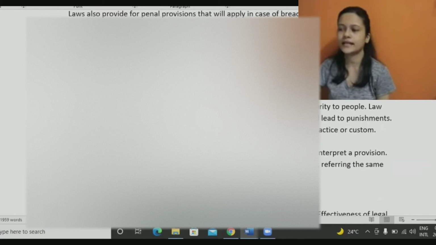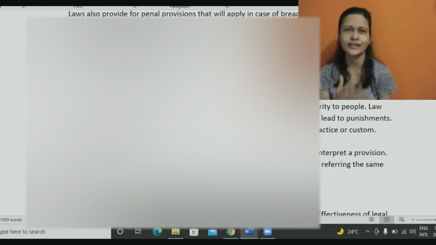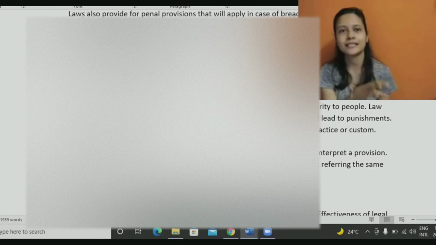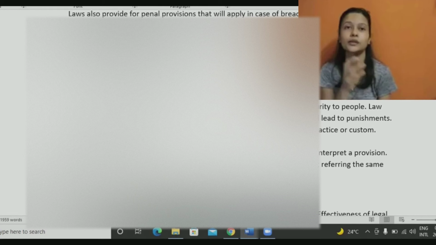Plus, it will also provide for a dispute settlement mechanism. It's not enough that the law simply says, okay, this is a crime, this is wrong, this is right. No, we need a proper mechanism also for how we can settle the dispute. Like if you take the example of the Motor Vehicles Act, if some accident takes place and people want to claim compensation, there is actually a body established, the Motor Accidents Claim Tribunal. They are looking into those matters only.